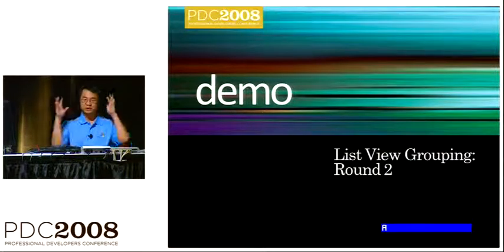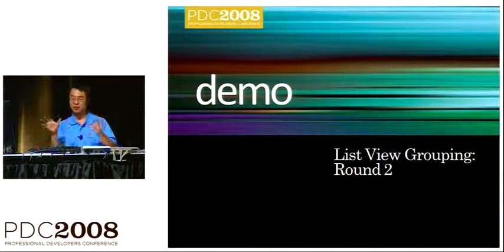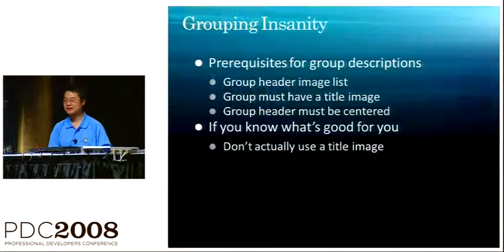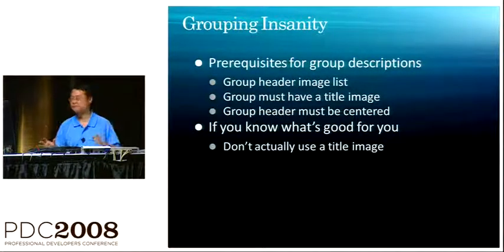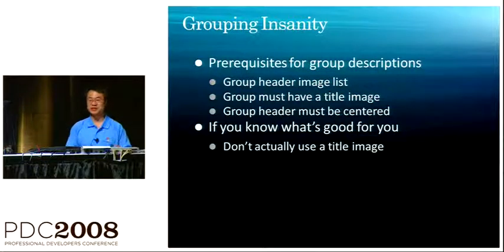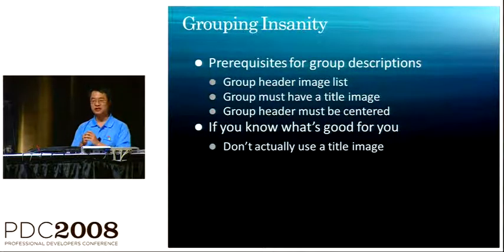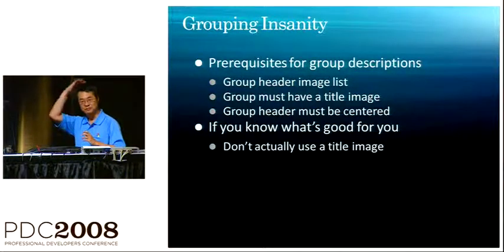So that's sort of like the limit of the parts that work and don't look hideous. Then you go crazy. If you look in the documentation, it talks about group descriptions. And it also says that there's this huge checklist of about 5 things you have to do in order to get them. Your group has to have a group header. It has to have an image list. Your group needs a title image. The header must be centered. I'm surprised it doesn't say you have to, like, pat your head.